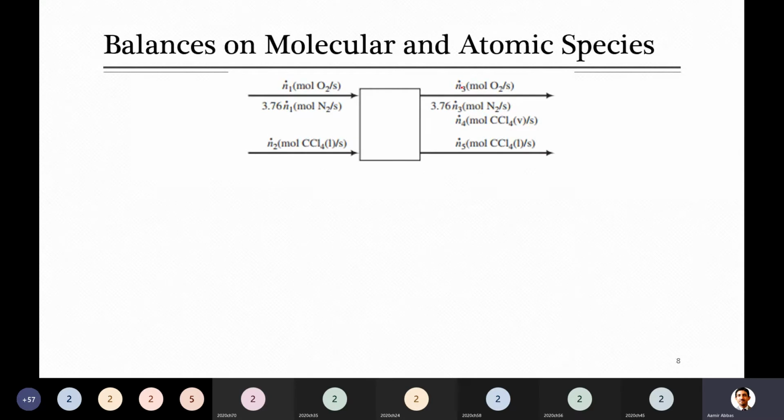And it is also leaving. When you look at the outlet of the system, there is N3 flow rate of oxygen, multiplied with the same factor of 3.76 again. And then N4 is leaving in 2 states, vapor as well as liquid. So you can see that CCl4 was entering as a liquid in the system, and it is leaving in the form of 2 streams. One is a vapor stream and the other is a liquid stream. So its flow rates are given. Now overall you see 3 species: oxygen, nitrogen, and carbon tetrachloride, CCl4.